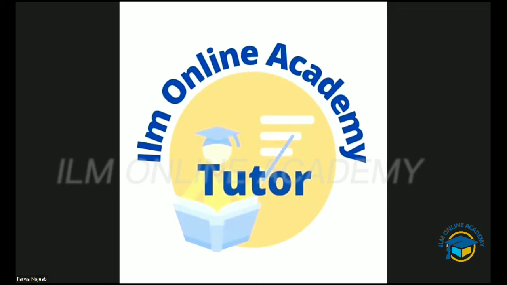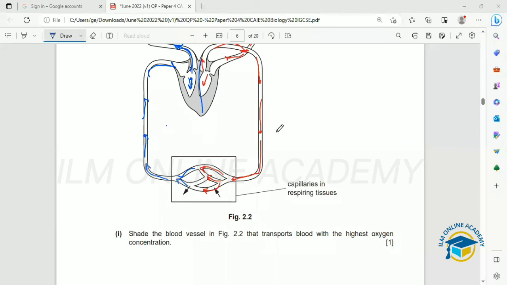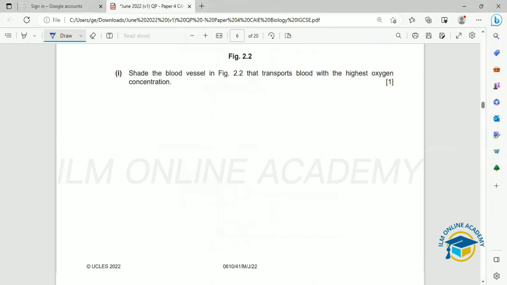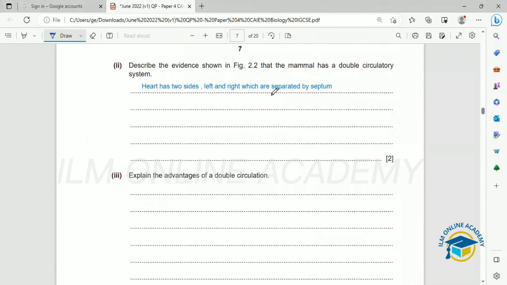Okay, we'll see that later if we are left with that. Okay. So, in fact, this diagram even works here. Okay, let's answer the question. Heart has two sides, left and right, which is separated by the septum. And there are two circuits, pulmonary and systemic circuits.